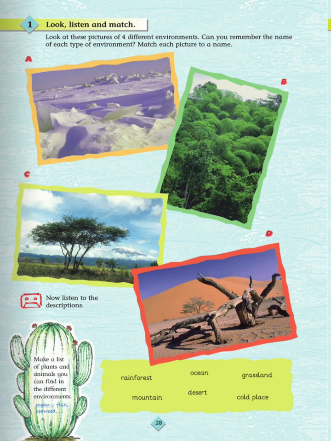1. These are very dry places where there is little rain. Lots of these places are covered in sand, but some are covered in stones and rocks. Because there is so little water, only a few plants and animals can live here.